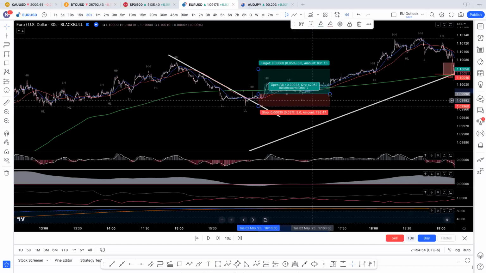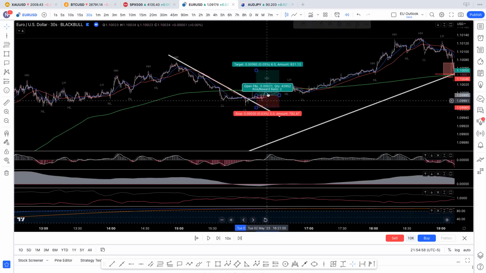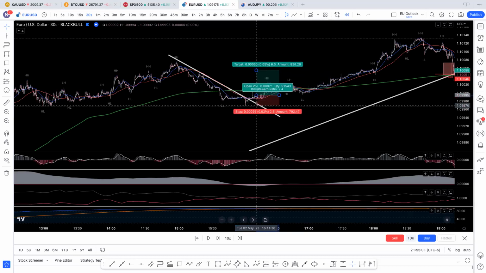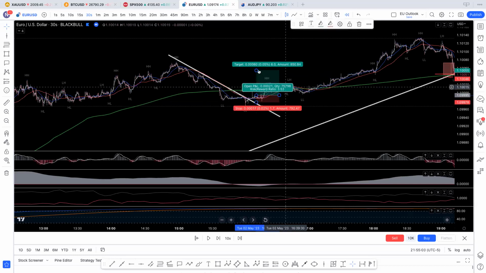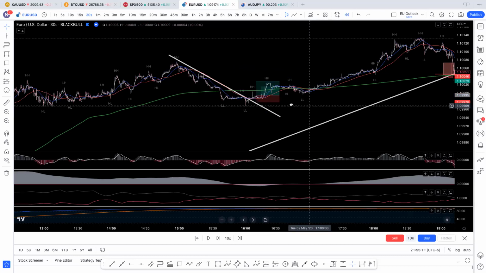So once price breaks, get in for the 1 to 2, and I can actually put my stop loss here. And actually my 1 to 2 will be approximately here.